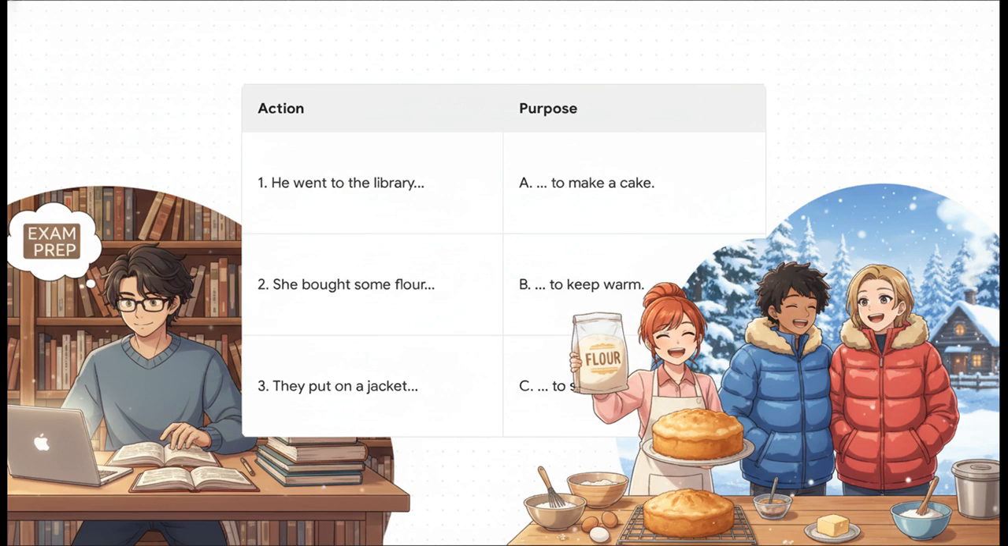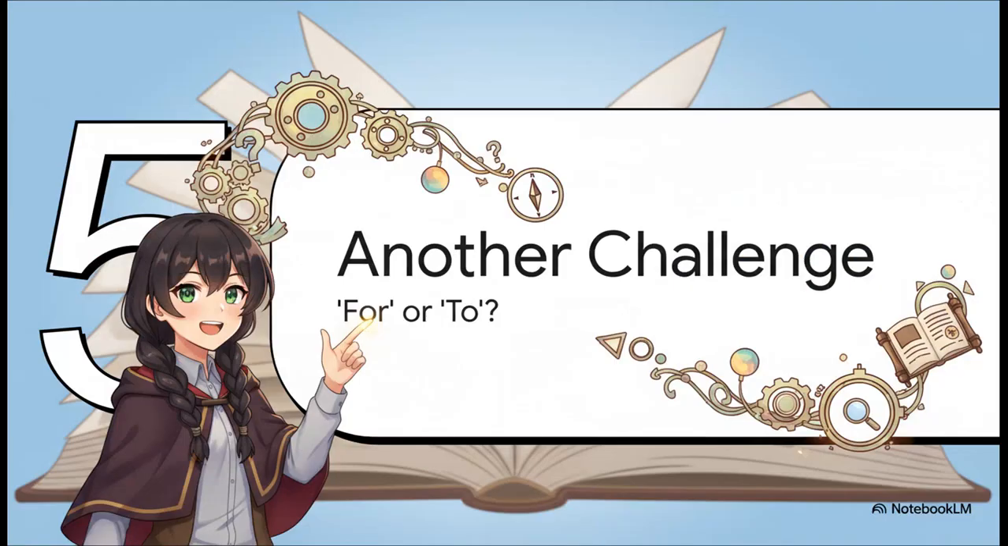Number 1, he went to the library. That matches with B, to study for the exam. Make sense? Number 2, she bought some flour. That goes with A, to make a cake. And finally, number 3, they put on a jacket. Connects with C, to keep warm. So how'd you do? Awesome. Let's do a quick fire round. This time, you just have to decide, should it be for or should it be to?